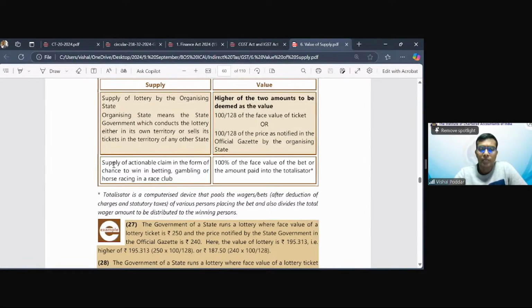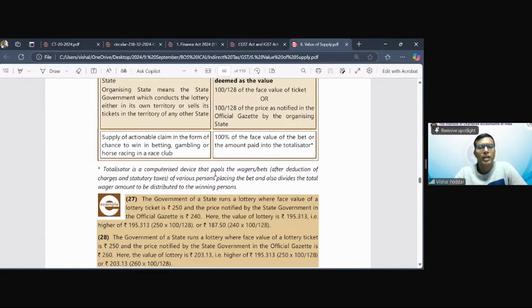Remember this. Then supply of actionable claim in the form of chance to win in a betting, gambling, or horse racing. It is 100% of the value of bet or the amount paid into the totalizator. What is totalizator? Totalizator is a computerized device that pools the wages bet after deduction of statutory charge and statutory taxes of various persons placing the bet and also divides the total wager amount to be distributed to the winning person. So totalizator is nothing but a portal where we all are putting 10, 10, 10 rupees.